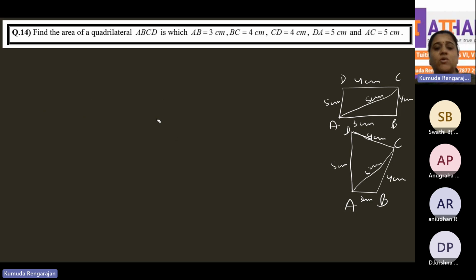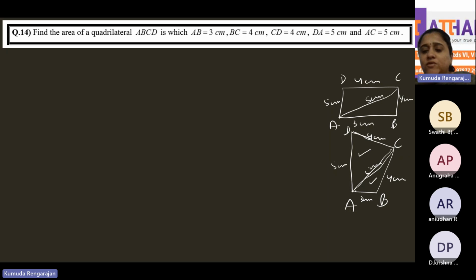Now, how do you find the area of the quadrilateral? Simple. Just find the areas of the two triangles and add them. Find the area of this triangle using Heron's formula. Find the area of this triangle using Heron's formula. Add both, and that will be the area of the quadrilateral. You have two triangles, right? On either side of the diagonal AC, you have two triangles. Find the area of the two triangles, add both. Understand? And that will be the area of the quadrilateral.